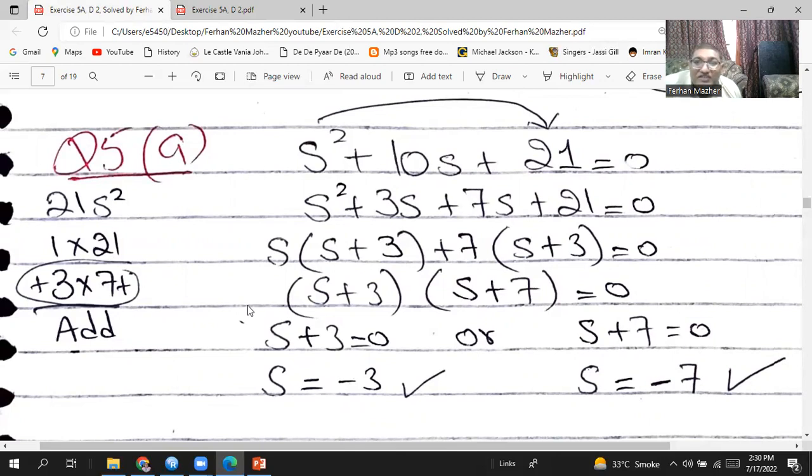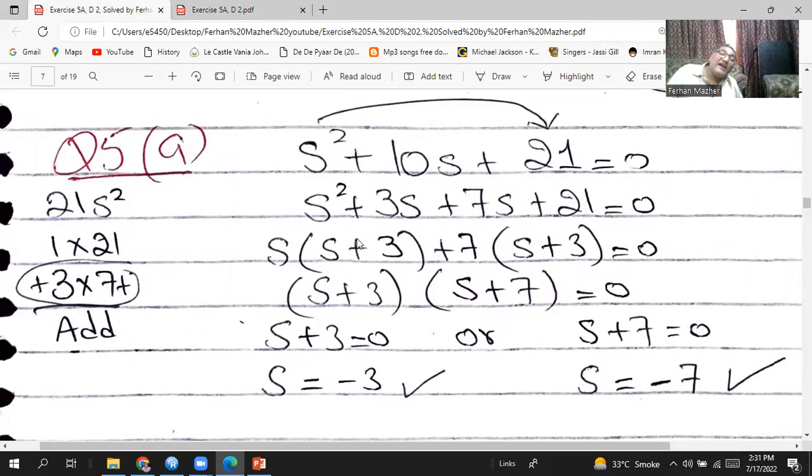Because you want positive 10, both of them will be given the positive sign. So you will have plus 3 plus 7. So it will be s square plus 3s plus 7s plus 21 equals to 0. We have done the middle term breaking. From the first two terms, s is common, so bracket s plus 3 is left. From the last two terms you can see plus 7 is common, so I will take 7 common. In the bracket you are left with s plus 3 equals to 0.